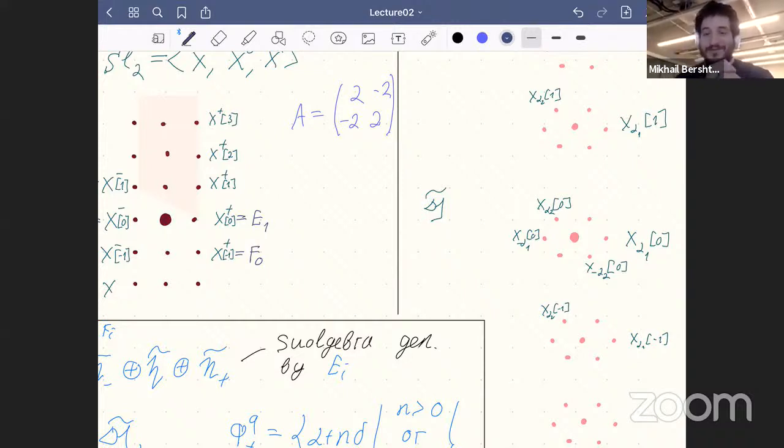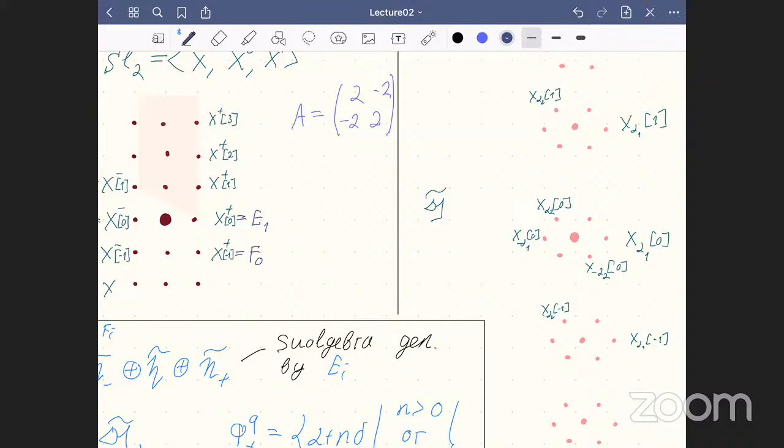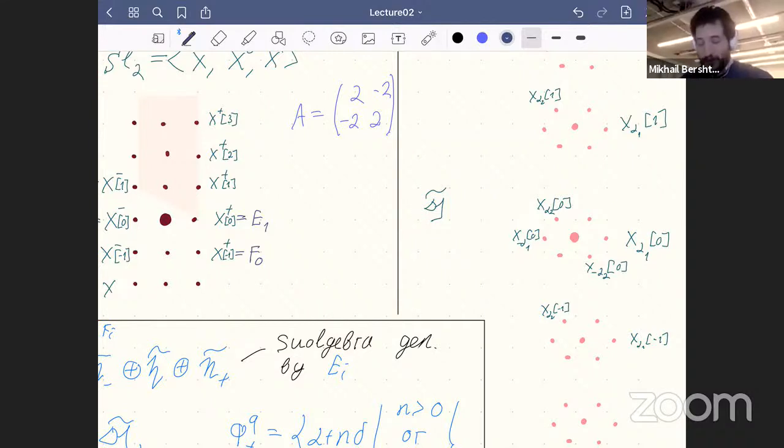Do you hear me? Yes. Okay, Sasha, do you know where to write Chevalley generators? Who are the Chevalley generators in this case?